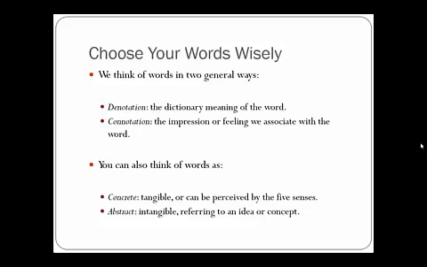You can think of them in two general ways: denotation, which refers to the dictionary meaning of the word, or connotation, which refers to the meaning or impression we associate with the word. For example, the word died and the phrase passed away are often used interchangeably, but each has a slightly different connotation and may provoke a different reaction among readers.